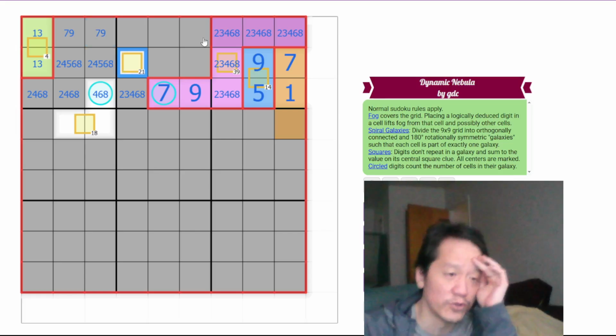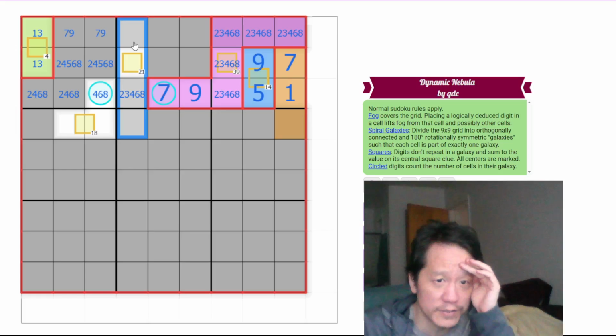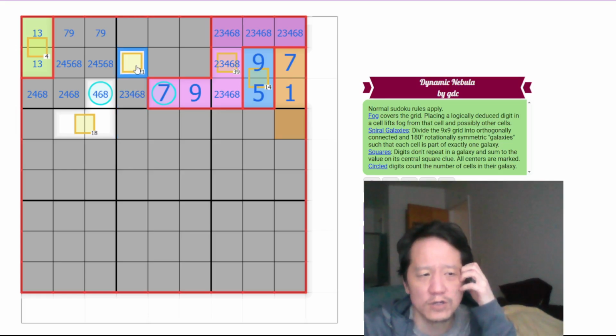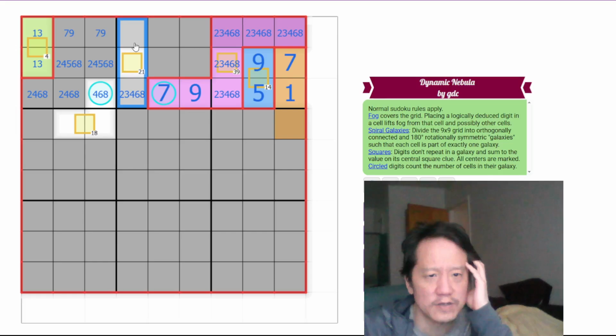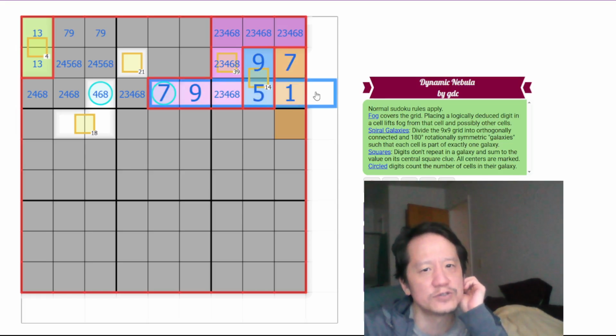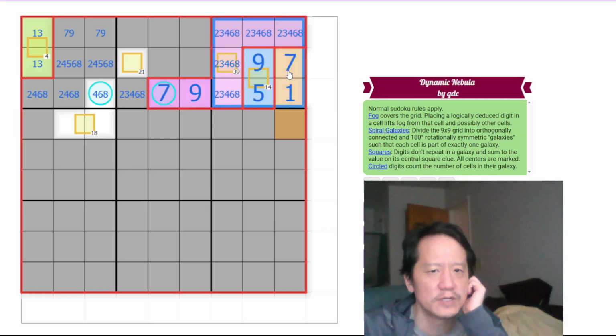This one's really blowing my mind. I don't understand how this can work. Can't be 5, 6, 8. This is at maximum 5, 6, 8. This is at maximum 5, 6, 8. This has to be 5 and 9. This has to be 1. This has to be 7 because there's no other place for it in box 3.